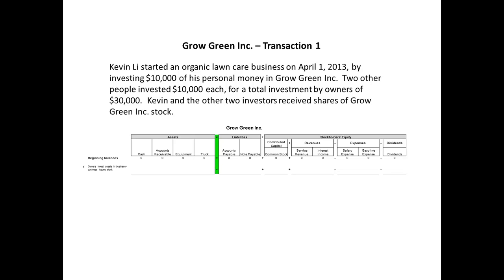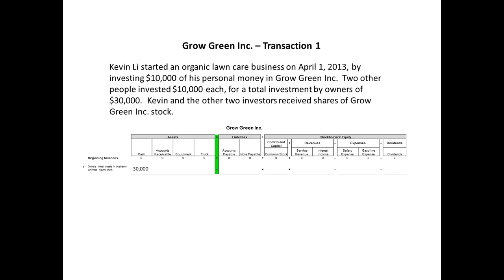Then we have to decide what parts of the equation are affected by the transaction. Keep in mind that this is an equation and that you must always keep it in balance. This means that at least how many accounts must be affected by each transaction? 2. Can you pick one of the accounts affected when Grow Green Inc. received cash from owners? Cash. Did Grow Green's cash increase or decrease with this transaction? Grow Green's cash increased, so we'll enter the $30,000 as a positive amount in the cash column.